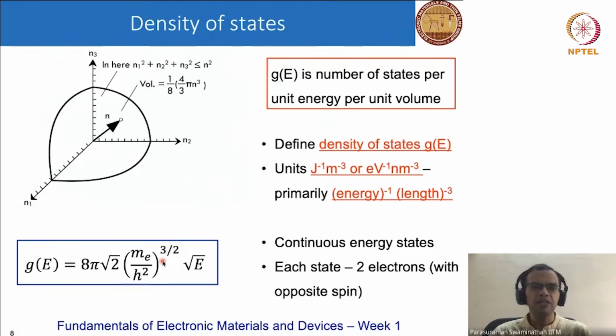In the free electron gas model, we can define a concept called the density of states. This is denoted as G of E, and it tells you how many states are available per unit energy, per unit volume. We can actually derive the density of states under the FEG model, and it turns out that G of E is monotonically increasing as the square root of the energy.